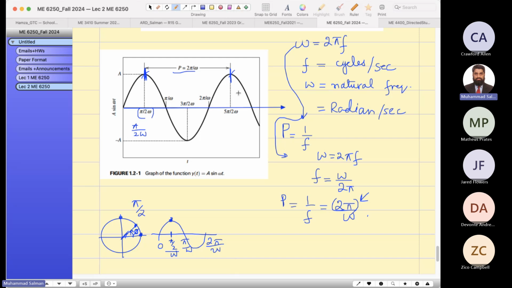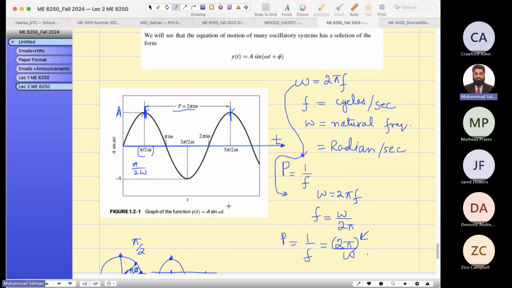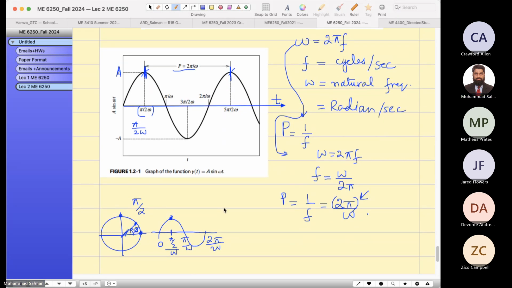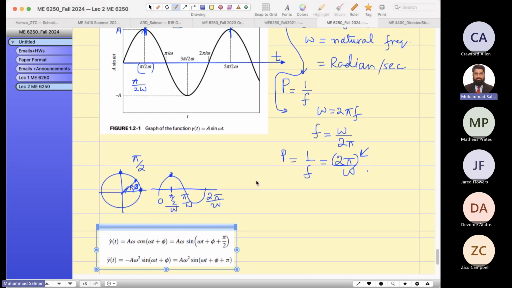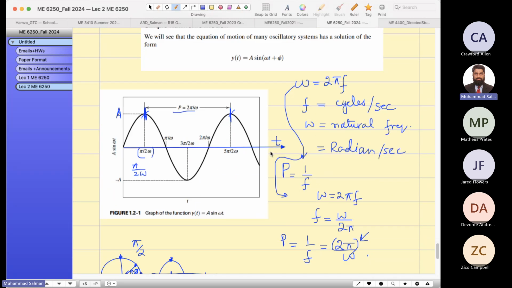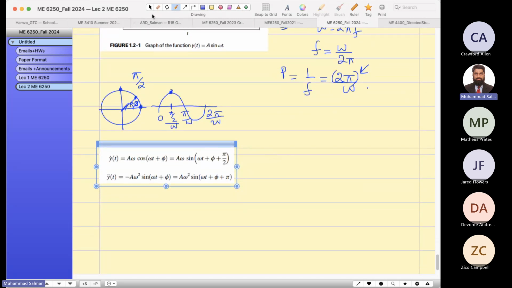You see my point? So this x is our time axis, agreed? And this is the amplitude. This is how you read the frequency, the sinusoidal pattern. This is a simple harmonic motion. Another thing I want to mention: if you take the time derivative of this displacement, you will get velocity. Let me explain this one.